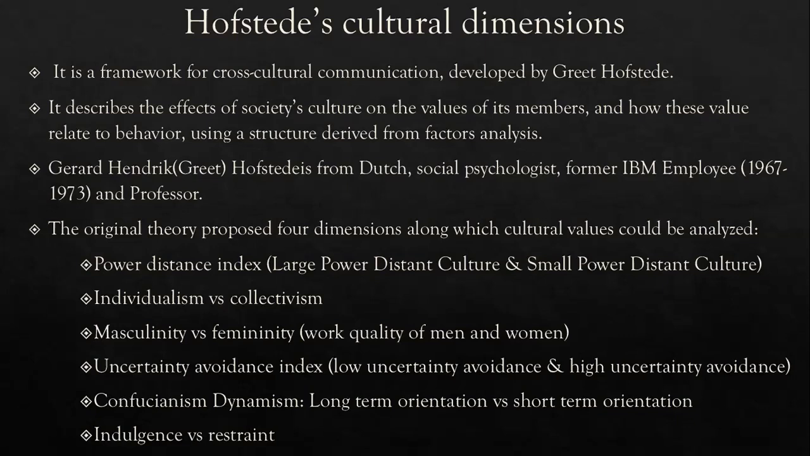Now here, long-term and short-term we discuss under Confucianism dynamism because sometimes people can enter into a phase of dilemma or confusion where they do not know which orientation they belong to and how to orient their behaviors, actions and thoughts in a particular cultural environment. Hence, we give this term called Confucianism dynamism, and they have two extremes. Understood? And then the last one is called indulgence versus restraint.